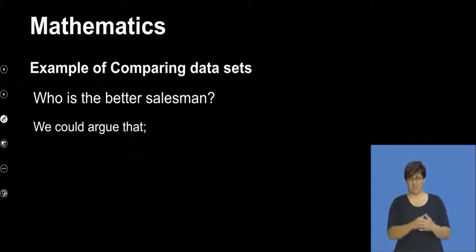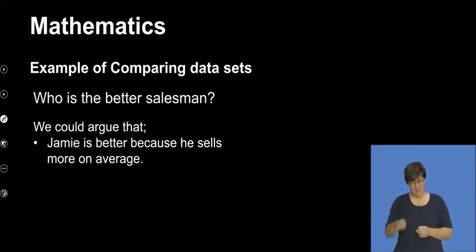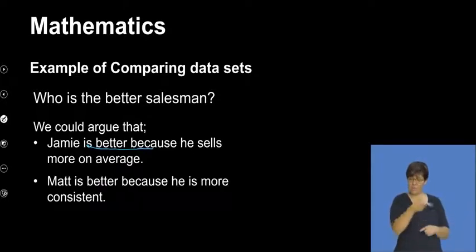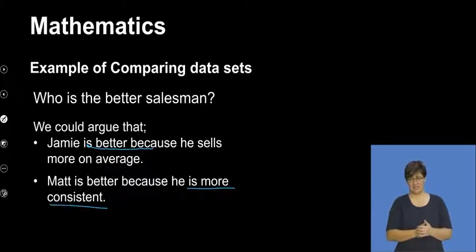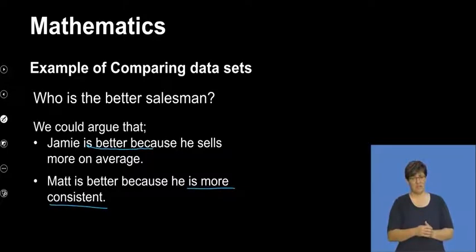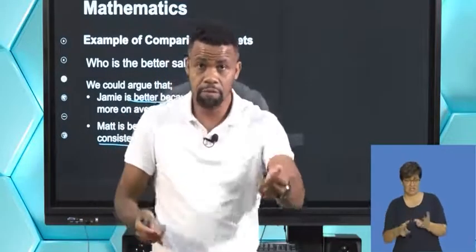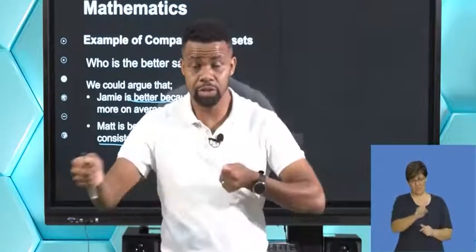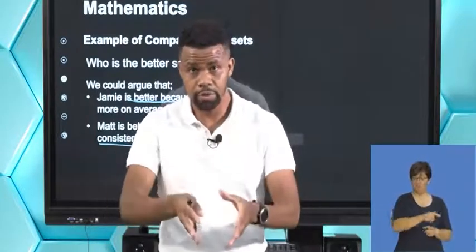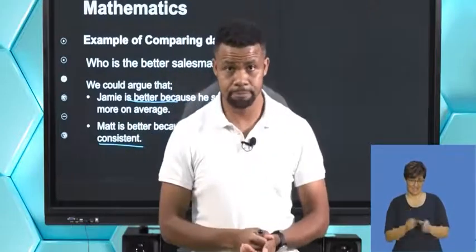So we could argue that Jamie is a better salesman because he sells more on average. We could also argue that Matt is better because he's more reliable and consistent. Then, from there, is it average or consistency? It will depend on what you want, what you value, average or reliability.